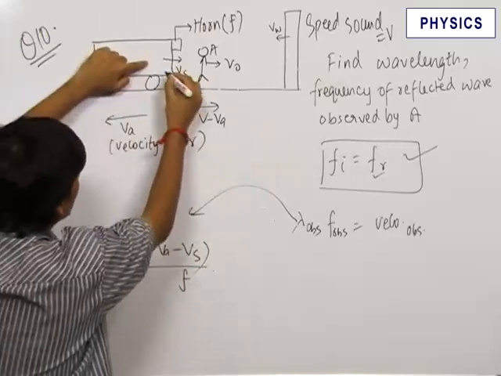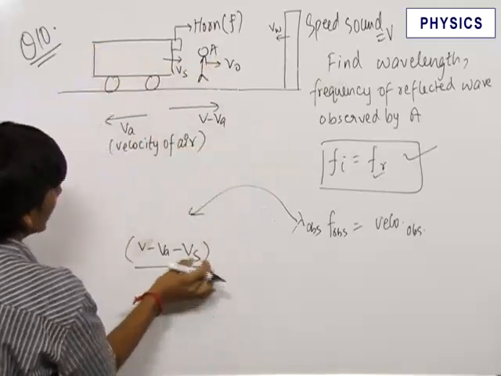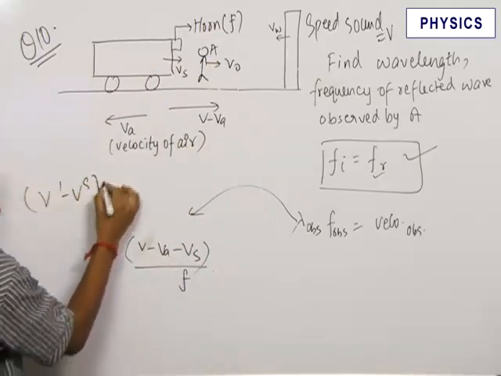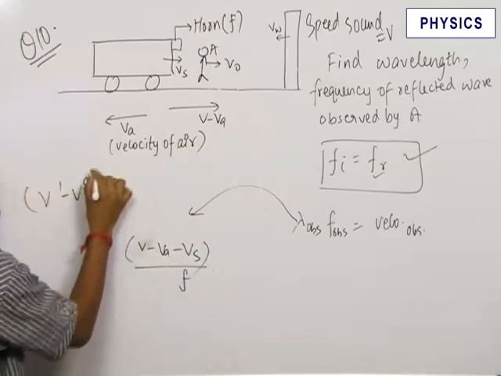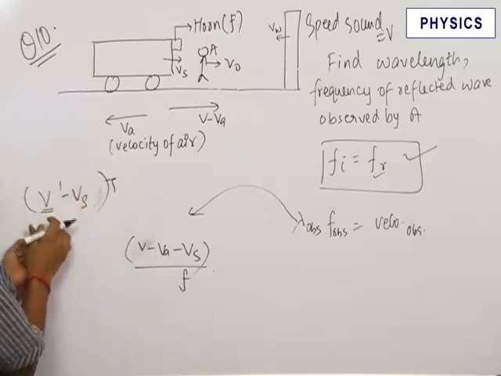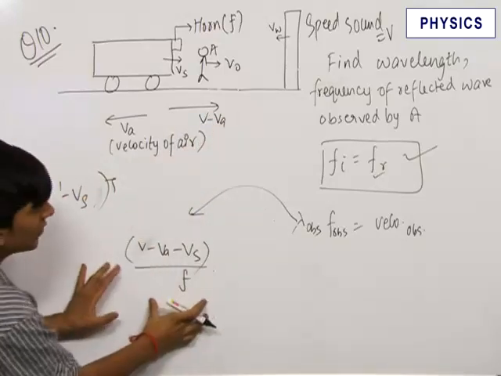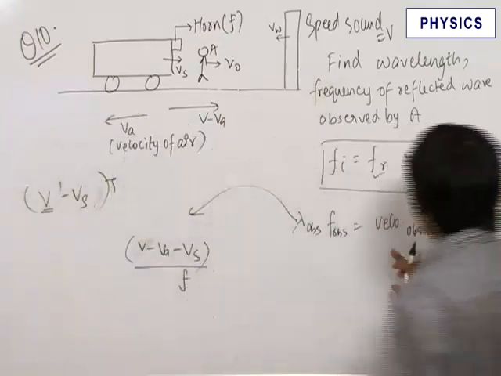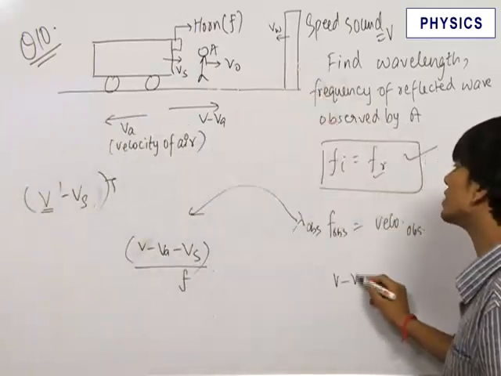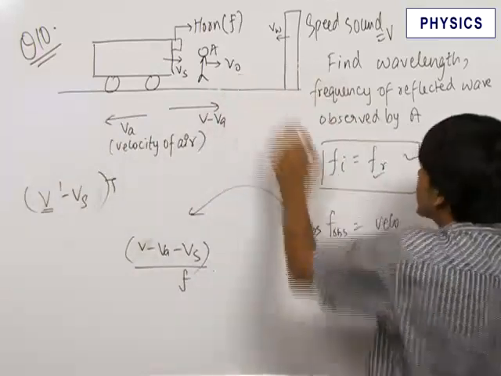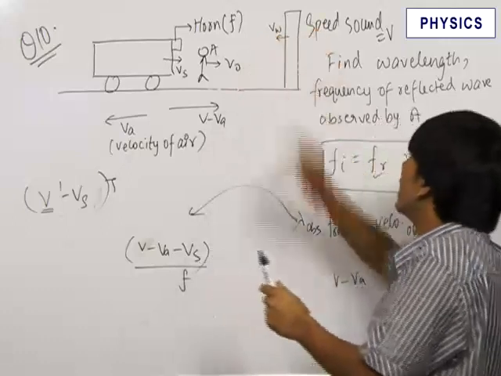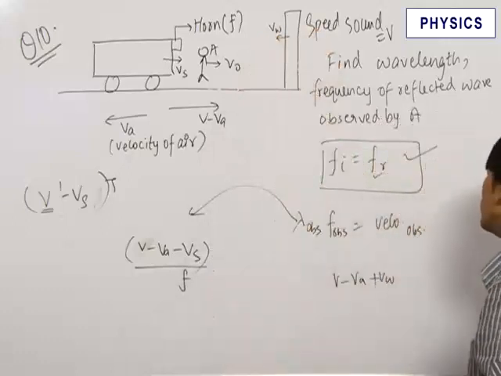Now again, since the source is moving in the right direction with velocity vs, therefore it is always v dash minus vs, where v dash is the velocity of sound with respect to medium. Now we have got the wavelength observed by the observer. Now we need to find out the velocity of sound with respect to observer, that is the wall. Therefore this will be equal to v minus va, that is the speed with which sound is actually coming, plus we will add the velocity of observer by inverting it, that is vw.